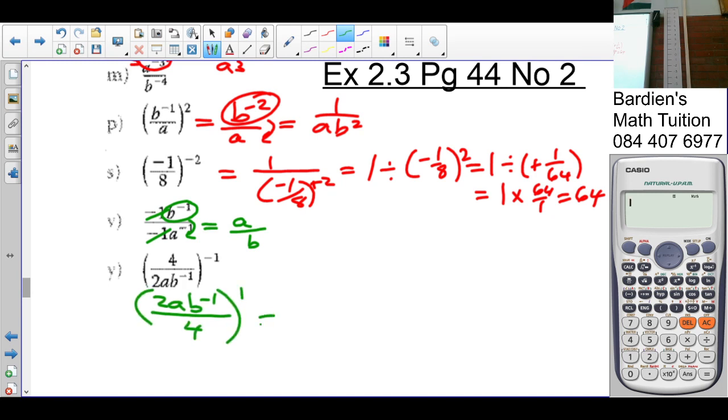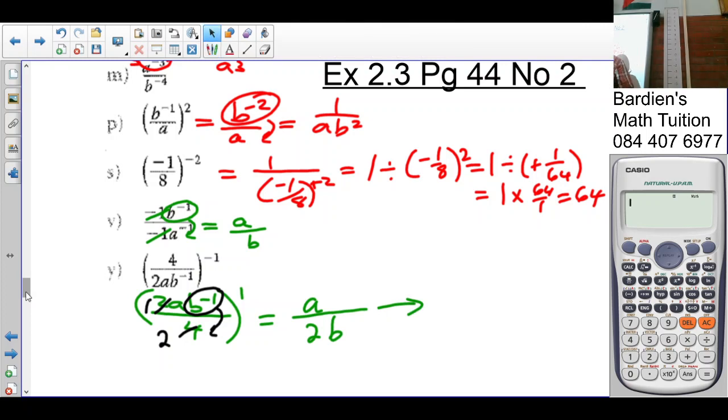Anything to the 1 is that number. So 2 goes into 2 once, 2 goes into 4 twice. There's 1 over 2. Where's the a? On top. What about the b? Since it's negative, it must go to the denominator. There's more than one way of doing this. You guys should have sorted it out there.